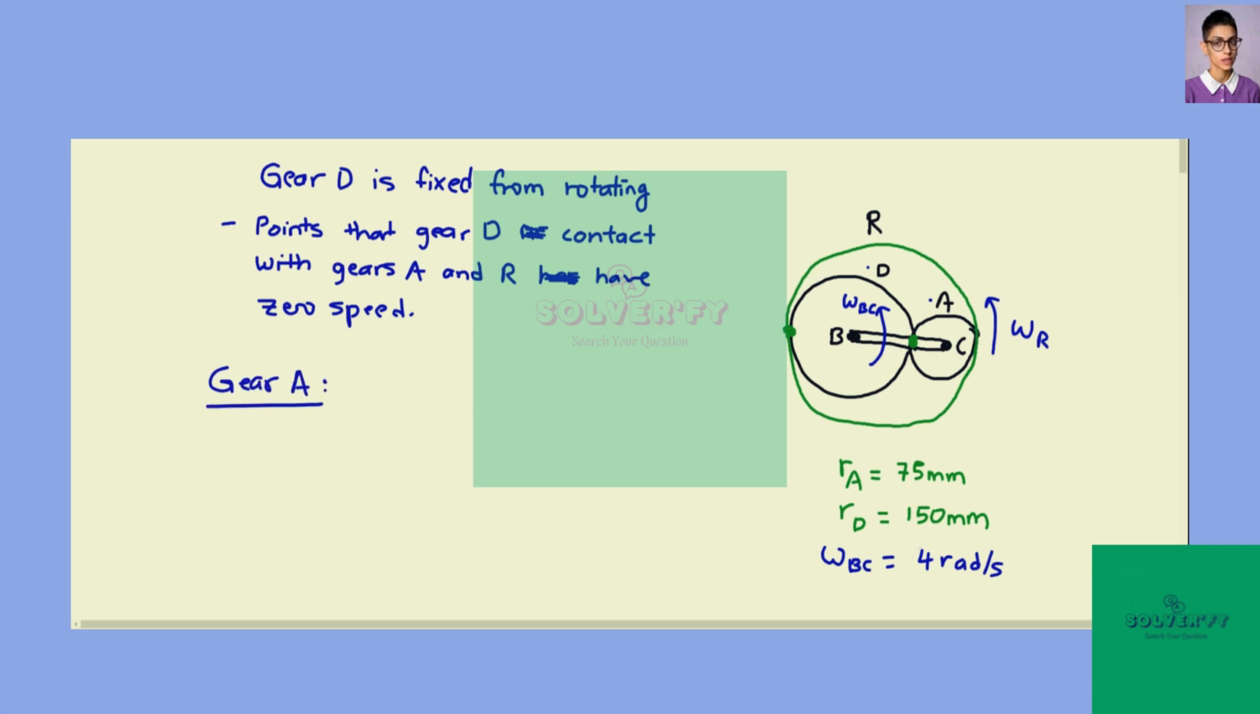So when it comes to gear A, if you draw gear A, you have C at this point, and then this point I'm going to call E. From the diagram we expect BC will be pointing up because of the rotation of the link BC, and then VE will also be pointing up in this way.